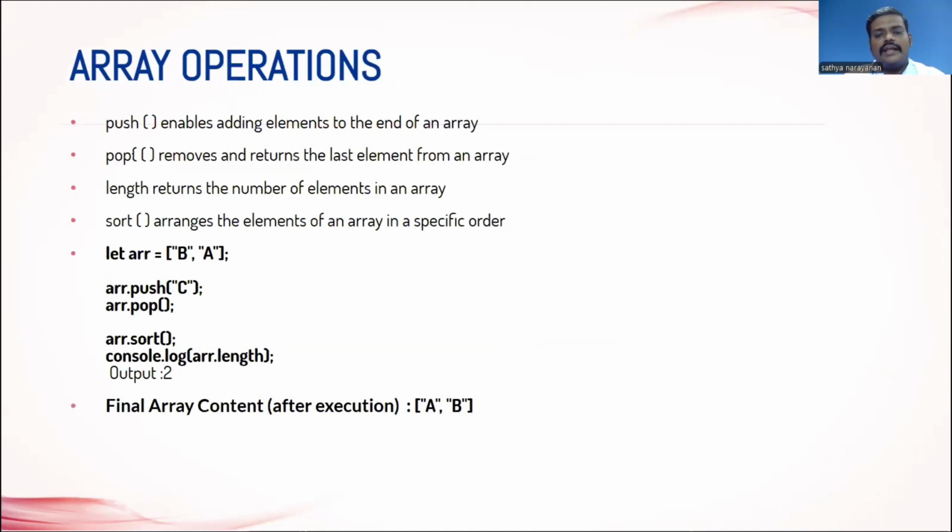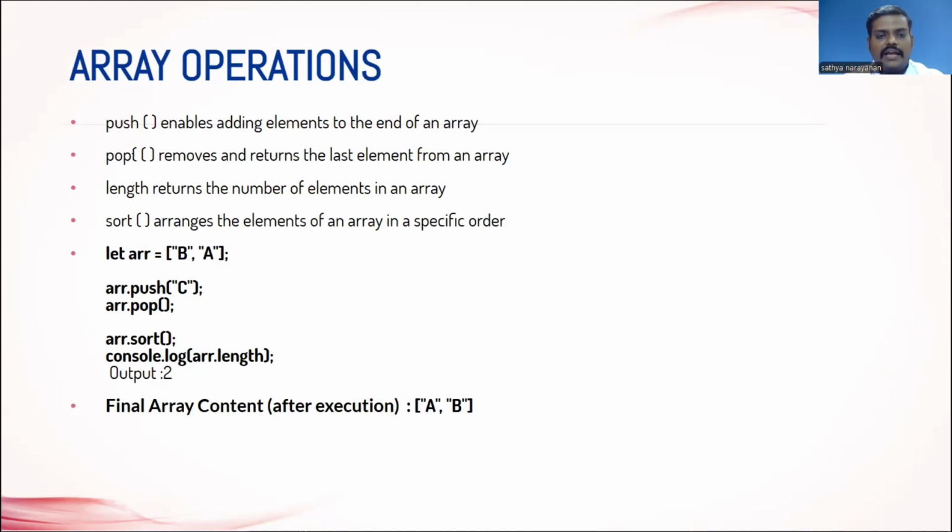Next is array operations. There are three types of array operations: push, pop, and sort. Push adds elements to the end of an array. Pop removes and returns the last element from an array. Sort arranges the elements of an array in a specific order. Length returns the number of elements in an array.